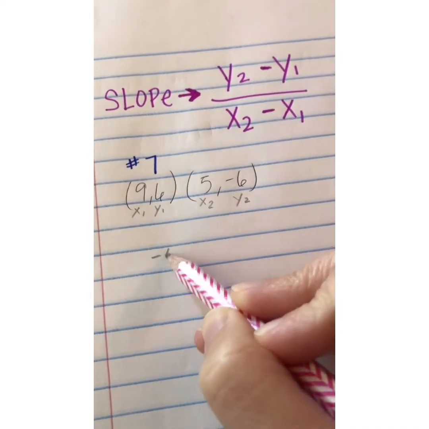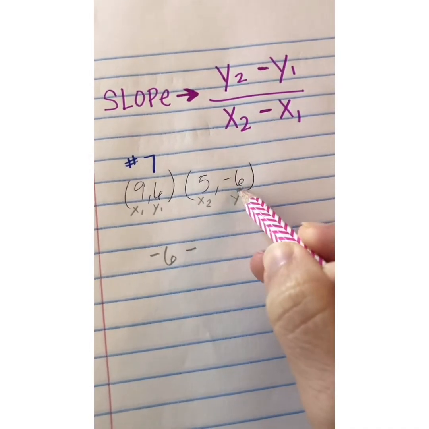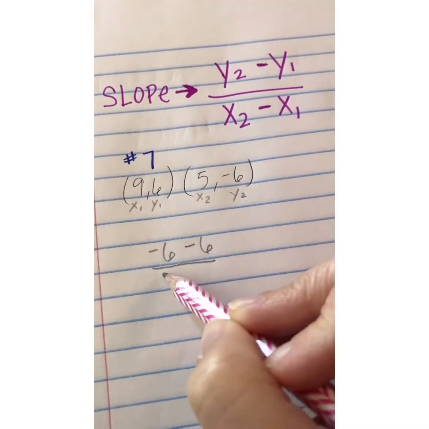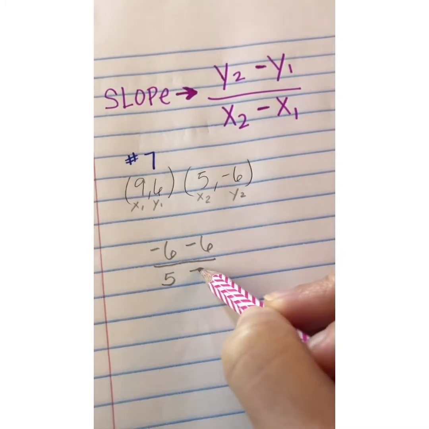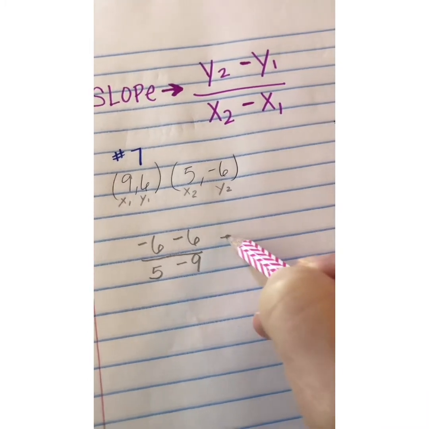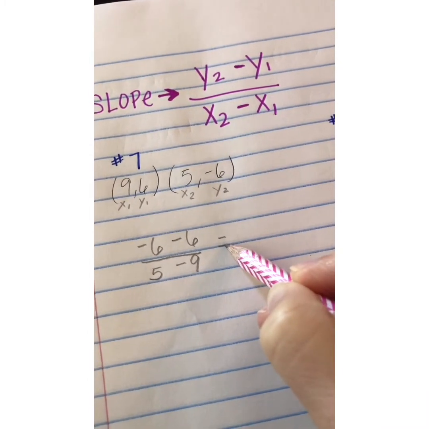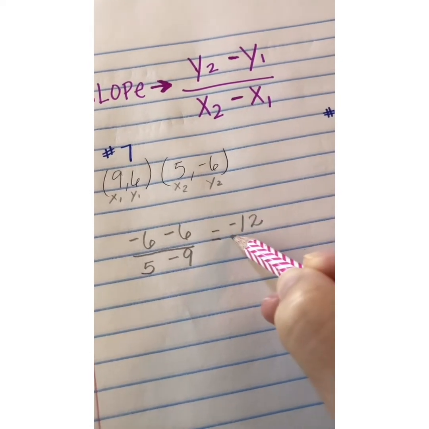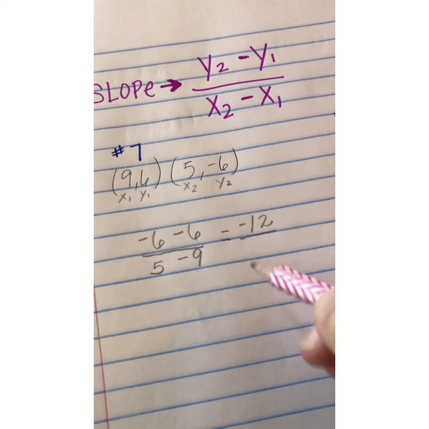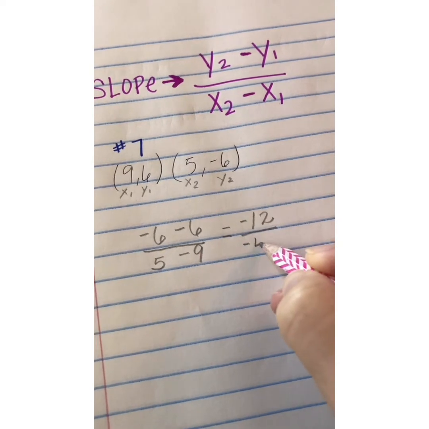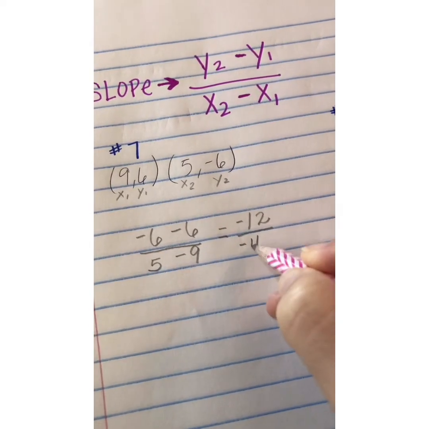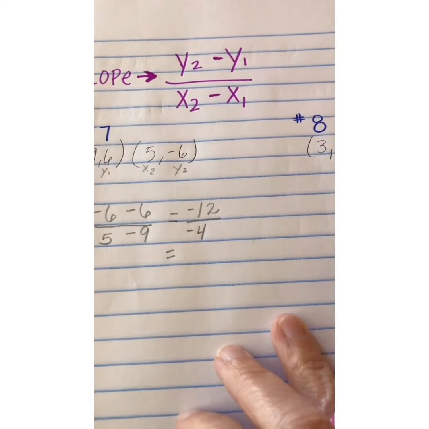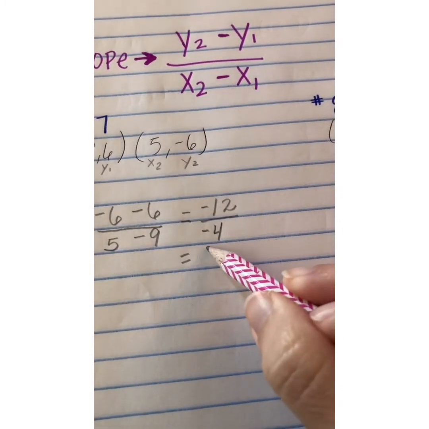So I'm going to do negative 6 minus 6 over 5 minus 9. So I get negative 6 minus 6, it's going to give me negative 12. And 5 minus 9 is going to give me negative 4. So I get negative 12 divided by negative 4. You just reduce that. So negative 12 divided by negative 4 gives you 3.